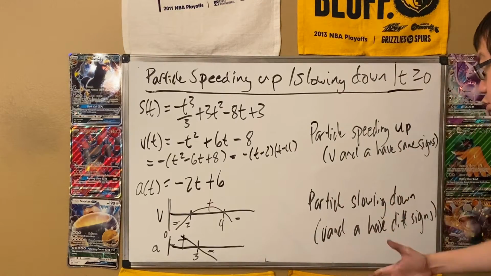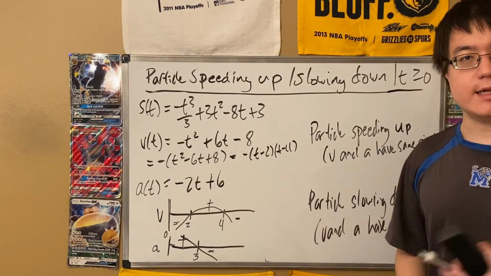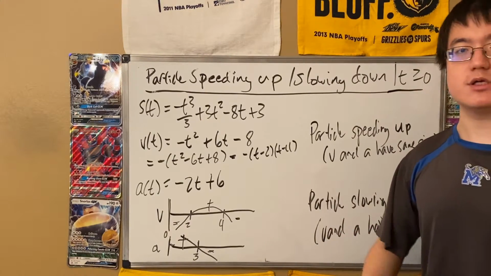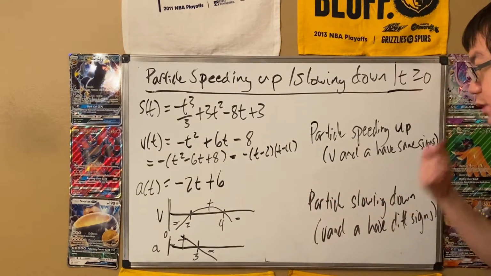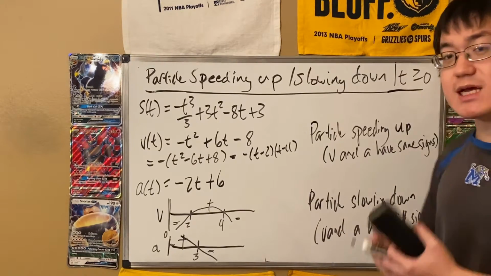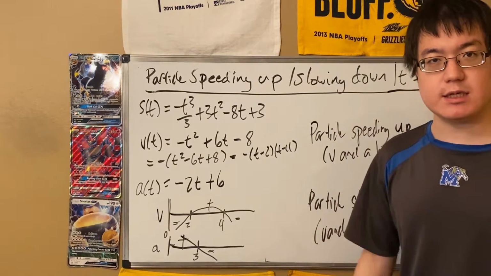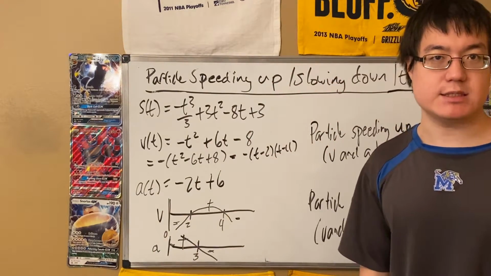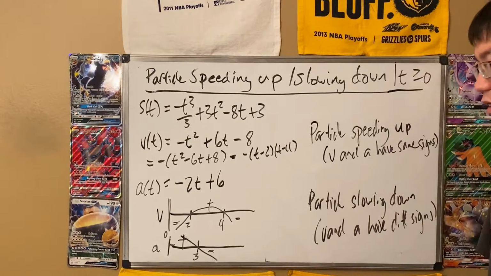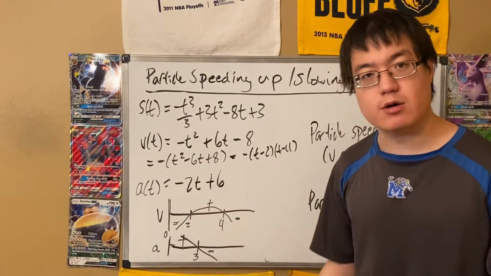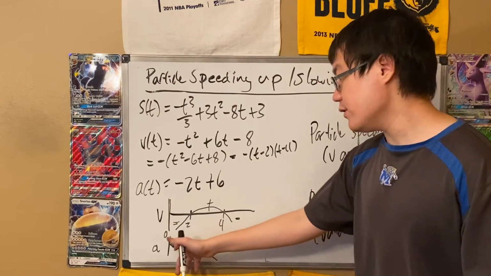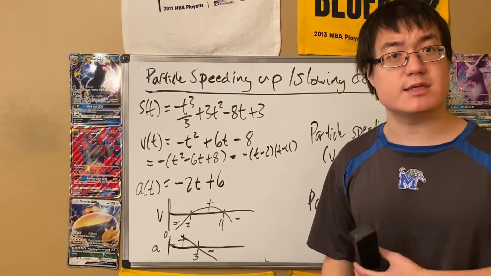Again, the rule is particles are speeding up when velocity and acceleration have the same signs. Particles are slowing down when velocity and acceleration have different signs. So when you look at this, what I do is I take the smallest number I see on both sign charts, and then I arrive at the next smallest number that I see on both sign charts. Let's see this in action. Notice that the smallest number in both sign charts is 0. That's a very logical place to start. And then the next smallest number I see is 2.